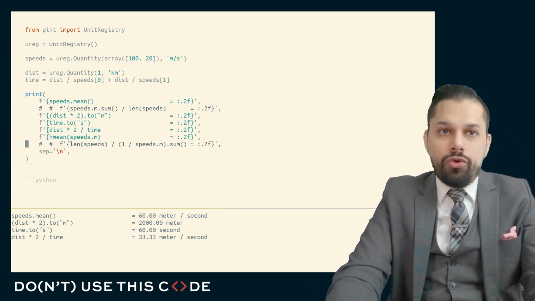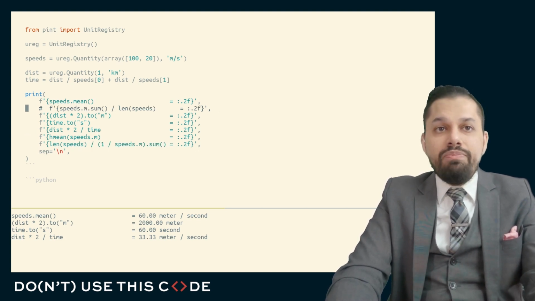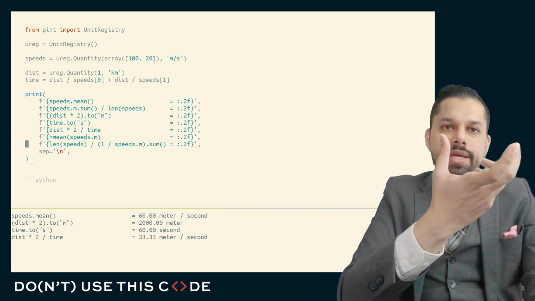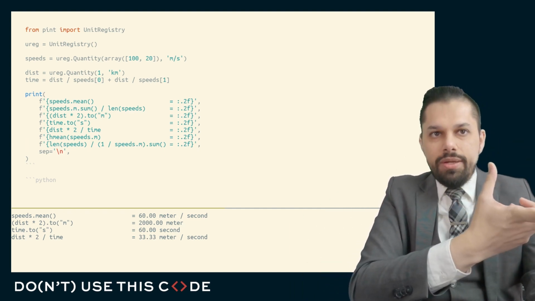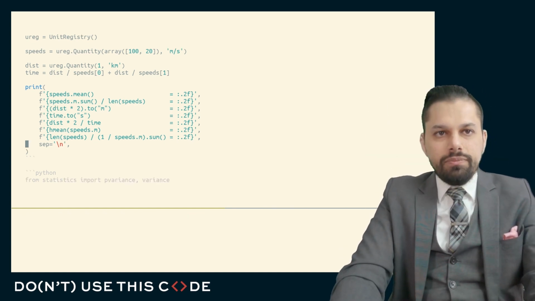Well, this leads us to another formulation, or another way to describe the mean, the harmonic mean. Whereas the mean is the sum of the values divided by the length, the harmonic mean is the reciprocal of each of these values divided by the length, and then you take the reciprocal of that.